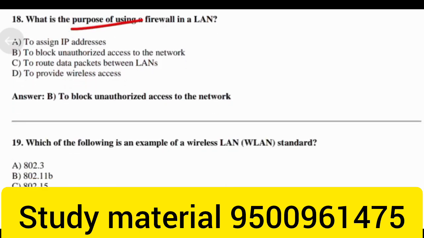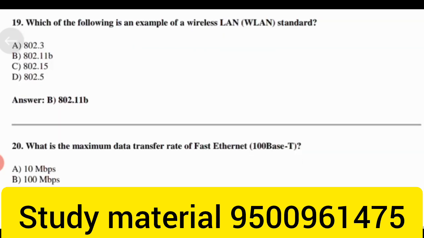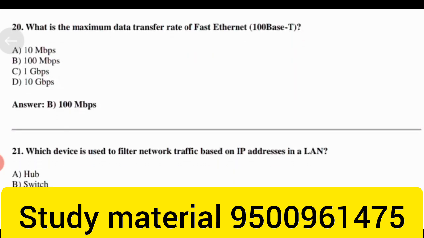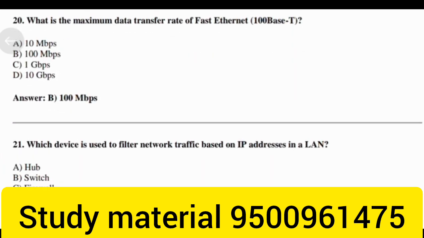What is the purpose of using a firewall in a LAN? To block unauthorized access to the network. Which of the following is an example of a wireless LAN standard? 802.11b. What is the maximum data transfer rate of Fast Ethernet? 100 Mbps.